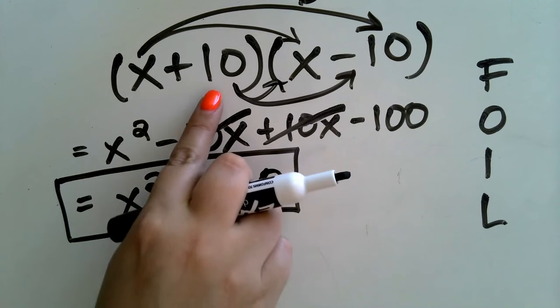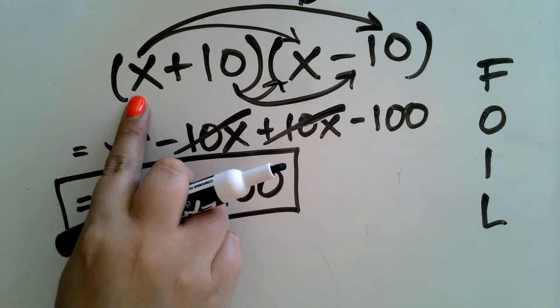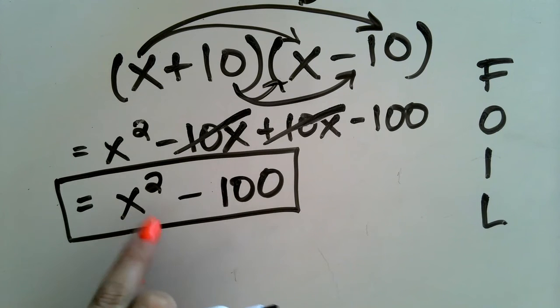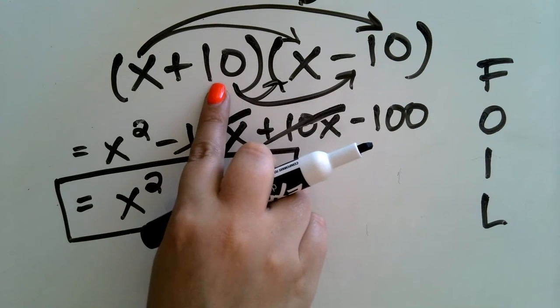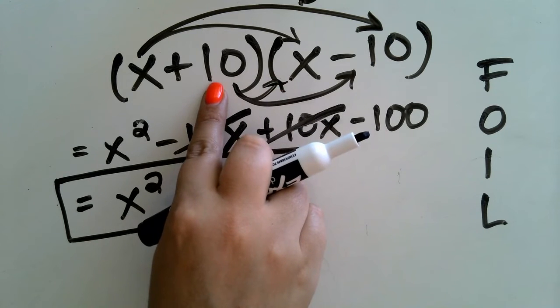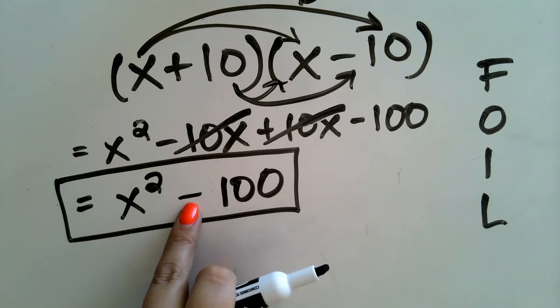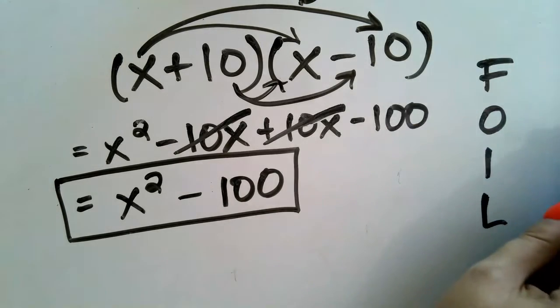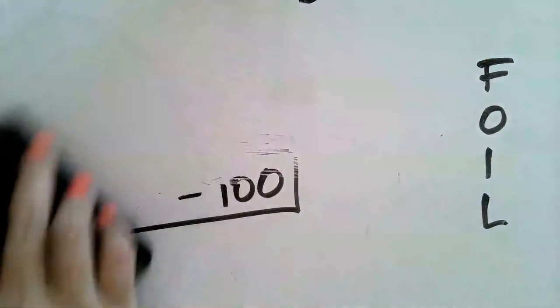Now, what I want you to notice is that we can turn this into a rule. We notice that this first term is just x squared, and then all that's going to happen is we are going to square this number and always subtract it. 10 to the second is 100. We add in that subtraction sign in the middle. So let's go ahead and create a rule for these conjugate binomials.